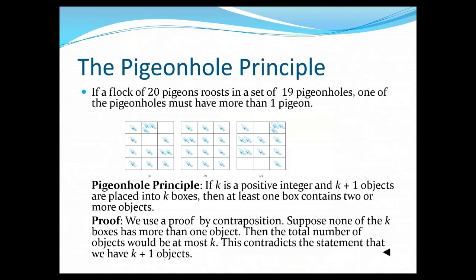For example, if a flock of 20 pigeons roost in a set of 19 pigeonholes, one of the pigeonholes must have more than one pigeon. This is correct, am I right? Because if we have 19 pigeons, let's suppose every hole is filled by one pigeon, then the excess will definitely go to one pigeonhole. So one pigeonhole contains two, and the rest contain one pigeon.